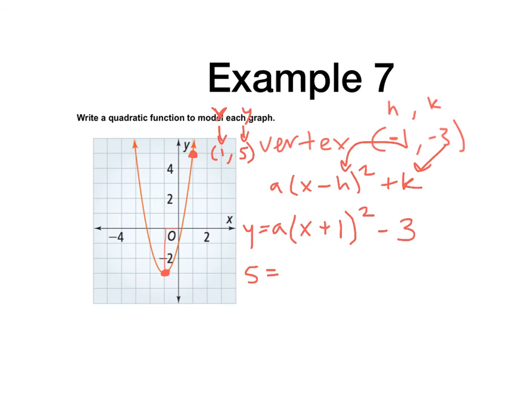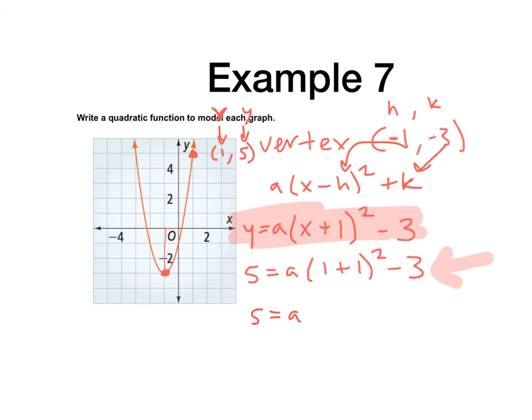So we can plug in 5 is equal to a, because we still don't know what a is, times 1 we plug in for x plus 1 squared minus 3. So we're taking this equation and just plugging in x and y that we have from the graph. And now we just solve for a from this equation. So what do we do first to solve for a here? We can do the parentheses.